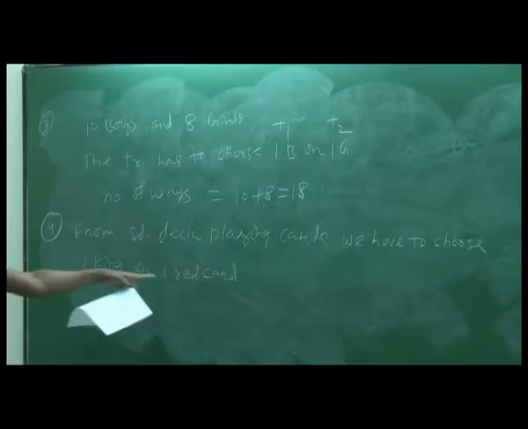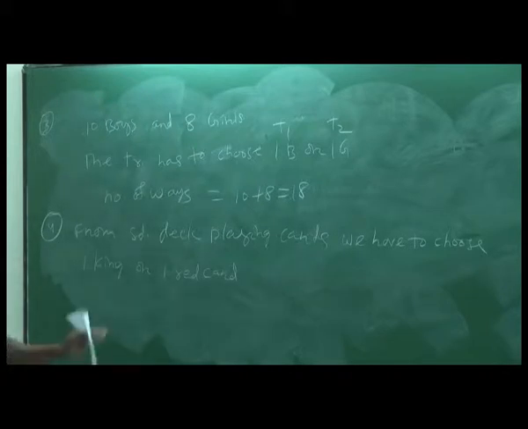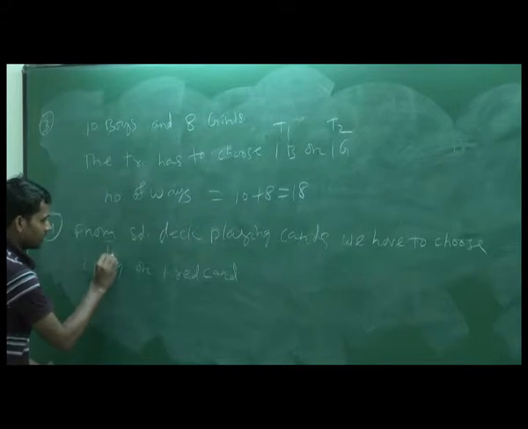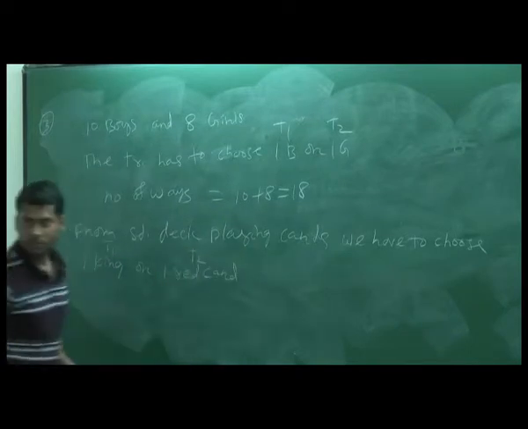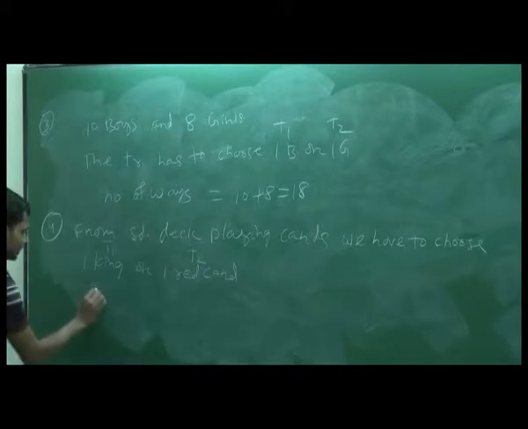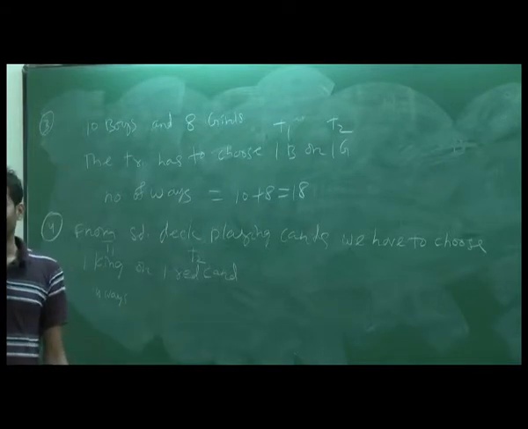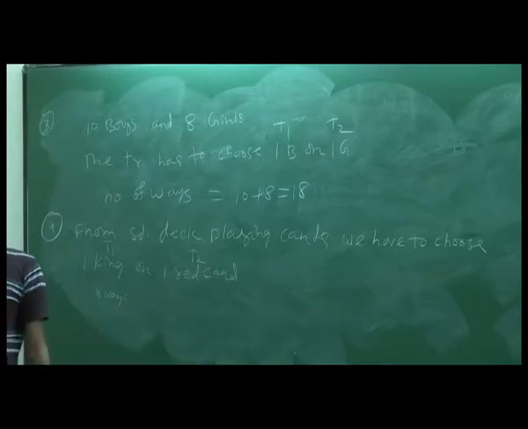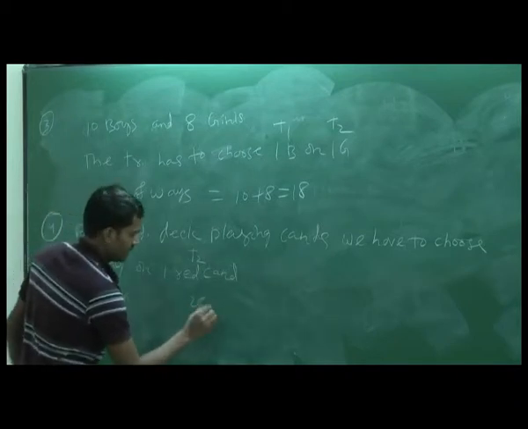16, sir. 4 plus 12. Okay, 16. So if you call this T1 and this T2, how many kings are there? 4 kings are there, so 4 ways we can choose it. And how many red cards are there? Let's analyze this. 26, right? 26.